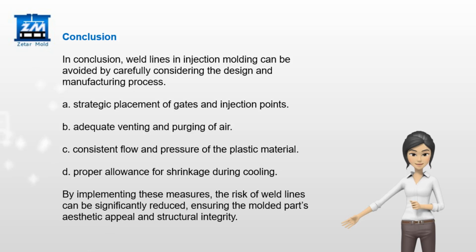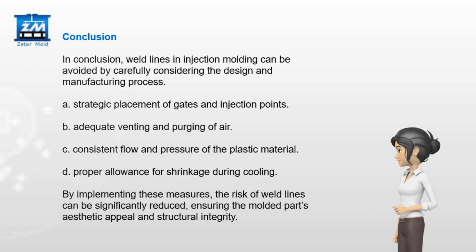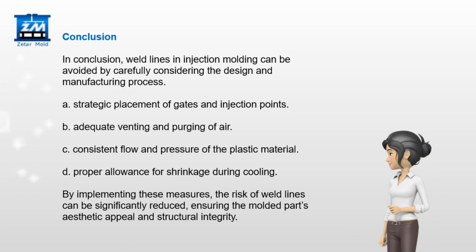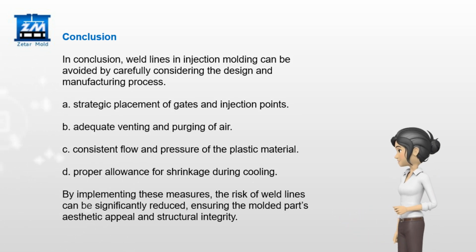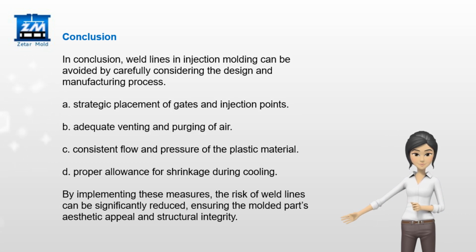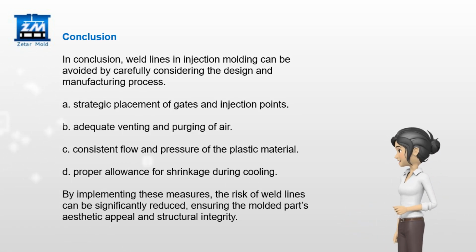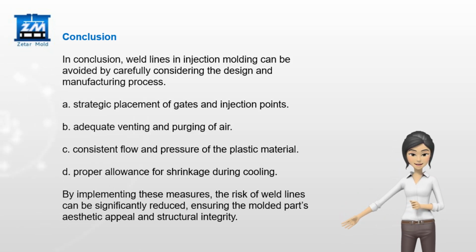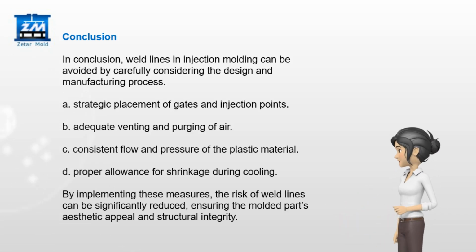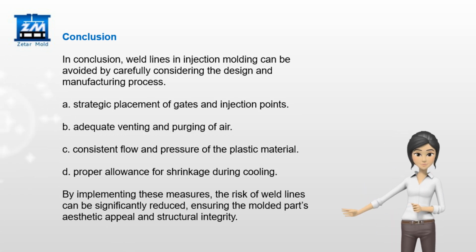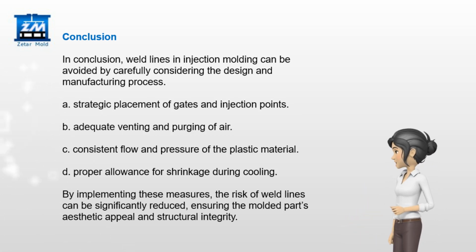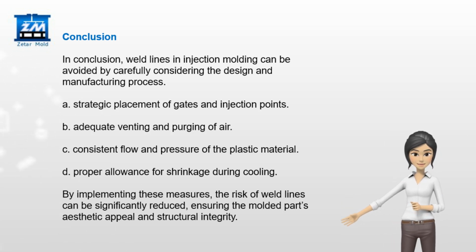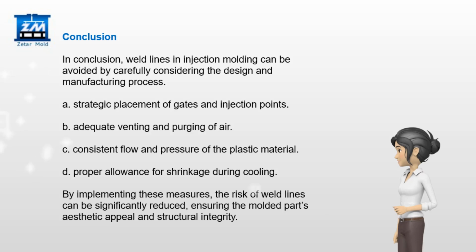Conclusion. In conclusion, weld lines in injection molding can be avoided by carefully considering the design and manufacturing process. A. Strategic placement of gates and injection points. Adequate venting and purging of air. Consistent flow and pressure of the plastic material. Proper allowance for shrinkage during cooling. By implementing these measures, the risk of weld lines can be significantly reduced, ensuring the aesthetic appeal and structural integrity of the molded part.